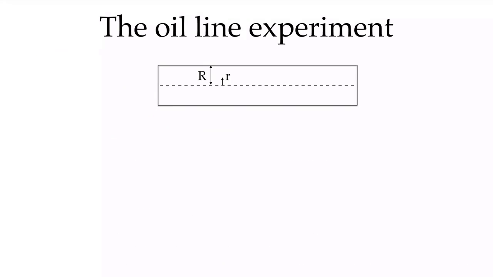Okay, I want to talk about something called the oil line experiment. It's related to the way that the data that we used to calculate pipe flows was originally determined, and it's also something that we often do in an undergraduate course.